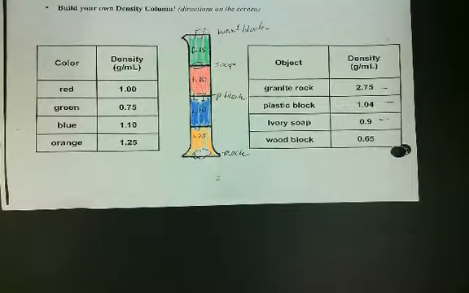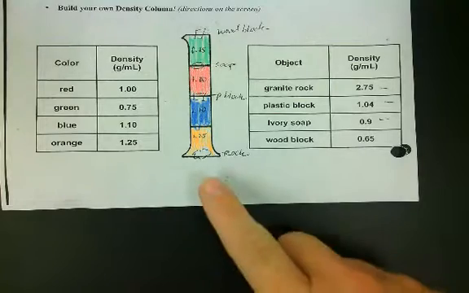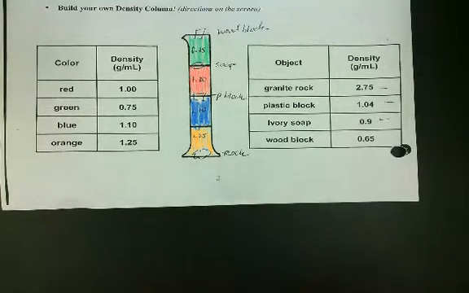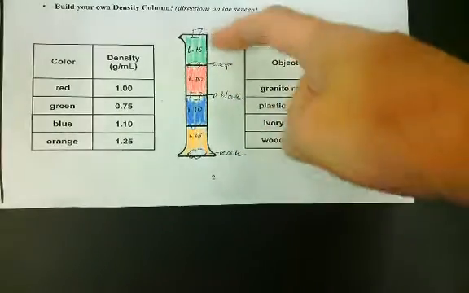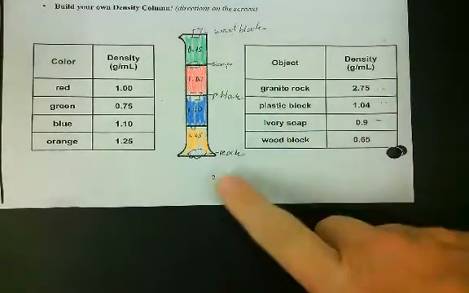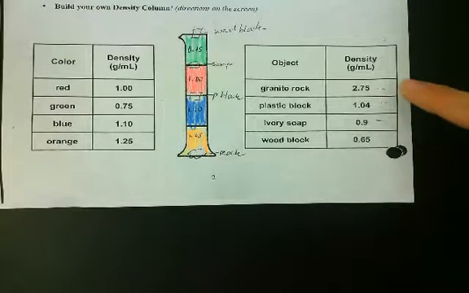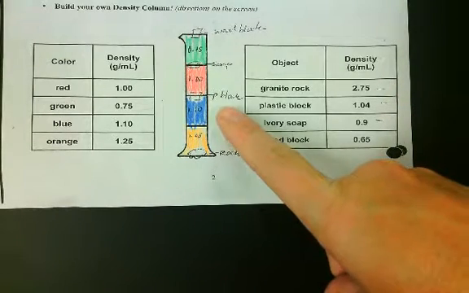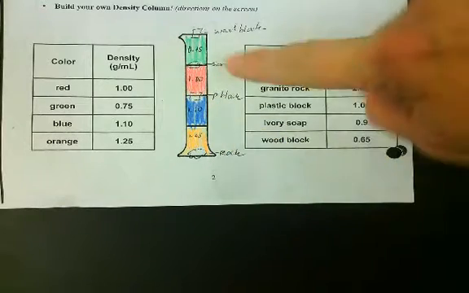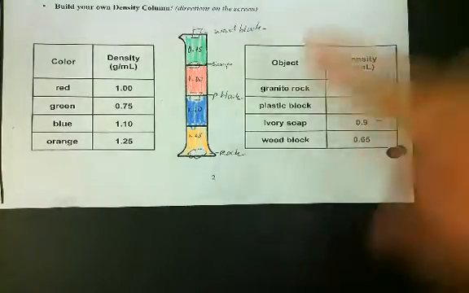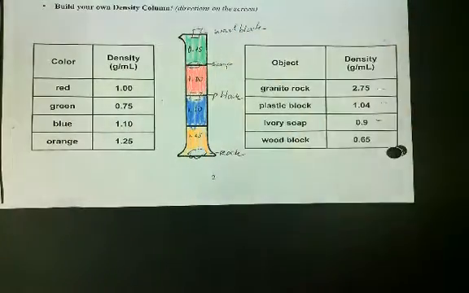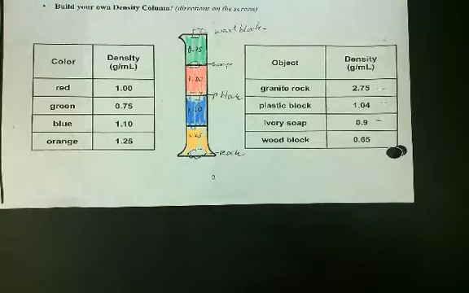Okay, so your column should look something like this. Your orange is on the bottom because it's the most dense, so heaviest, going down on the bottom. So you've got orange, blue, red, and then green on the top. And then your objects that go in, your rock is on the bottom, because it is at 2.75. You've got your plastic block right here between these at 1.04. Soap at 0.9, and then your wood block on the very top, 0.65, because it is even less dense than that green, so it's going to be on the top floating.